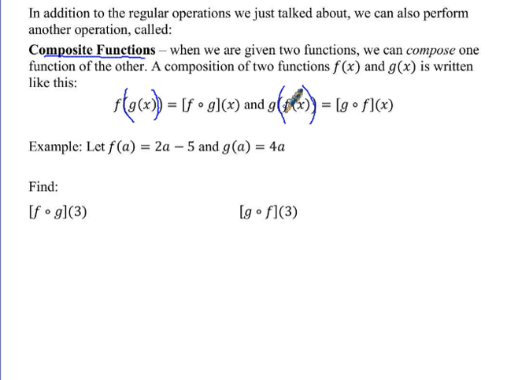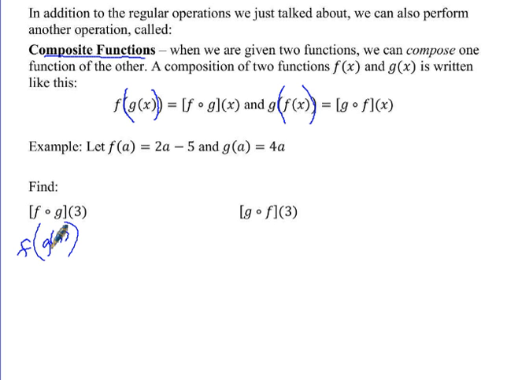So for example, f of a equals 2a minus 5, g of a equals 4a. I need to find f composed of g at 3, and g composed of f at 3. So let me first rewrite this. f of g of 3. Now I work from the inside out here.